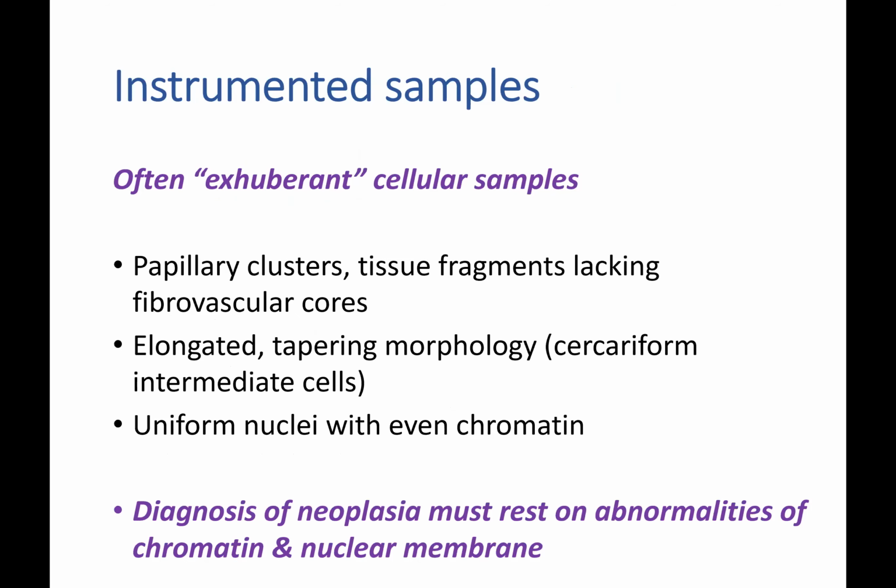Often with instrumented samples, especially those from the upper urinary tract, they can be very exuberant looking. There can be papillary clusters, fragments of cells lacking fibrovascular cores. Also, the single cells present are quite often elongated with very tapering morphology, the so-called cercariform intermediate cells. But the cells in a negative sample will retain uniform nuclei and even chromatin. And it's not the architecture, but the abnormalities of that chromatin and the nuclear membrane on which the diagnosis of neoplasia must rest.